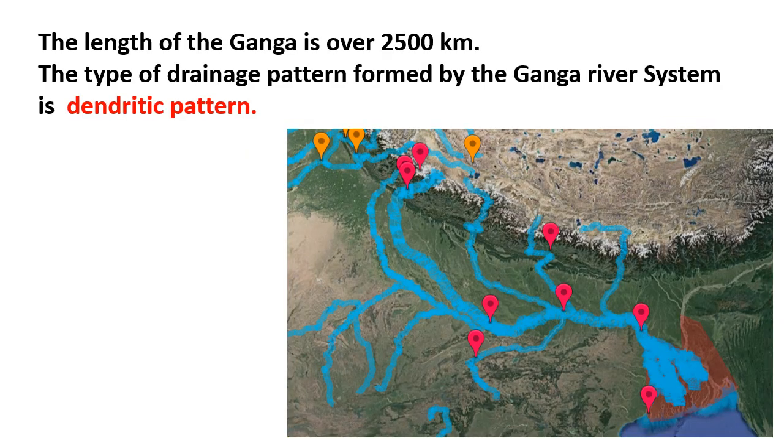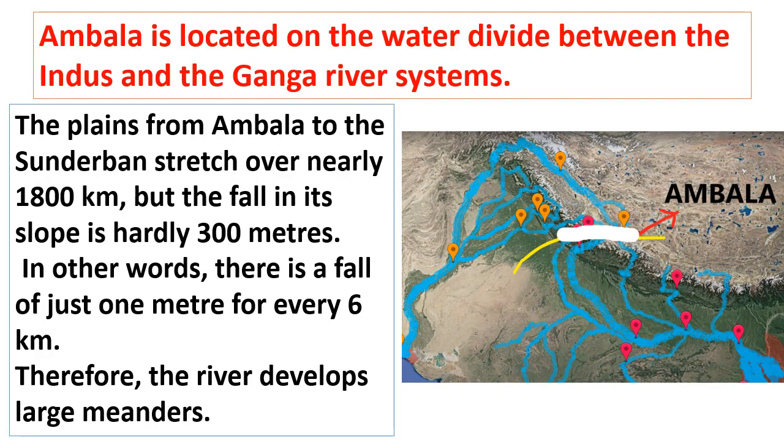The length of the Ganga is over 2,500 km. The type of drainage pattern formed by the Ganga river system is dendritic pattern. Ambala is located on the water divide between the Indus and the Ganga river systems. The plain from Ambala to the Sundarban stretches over nearly 1,800 km, but the fall in its slope is hardly 300 meters. In other words, there is a fall of just 1 meter for every 6 km.